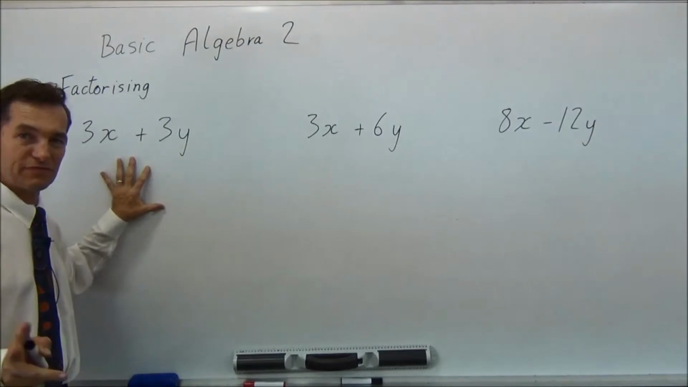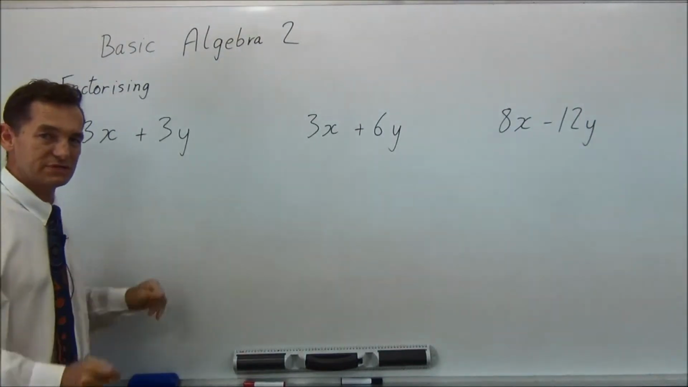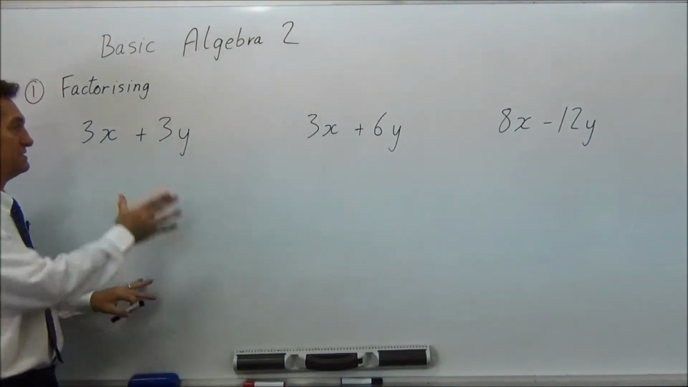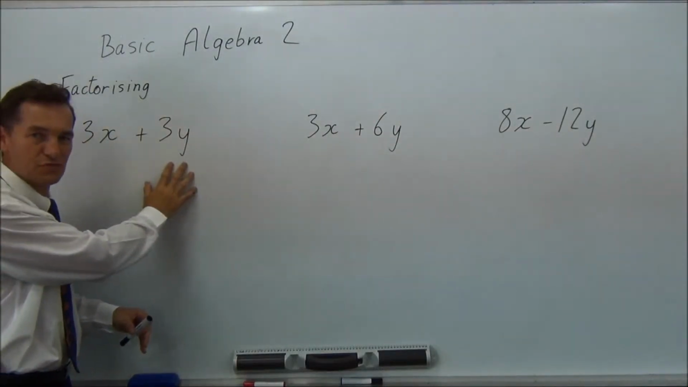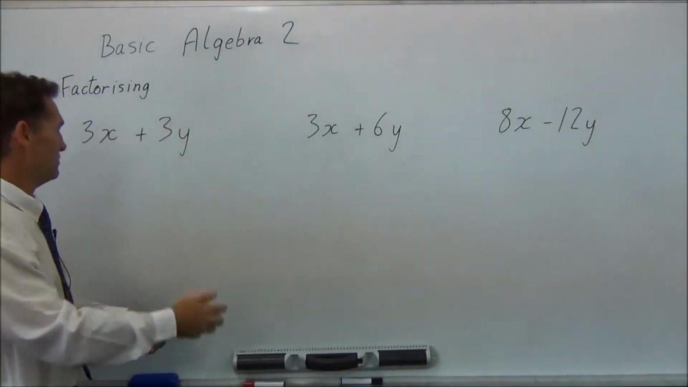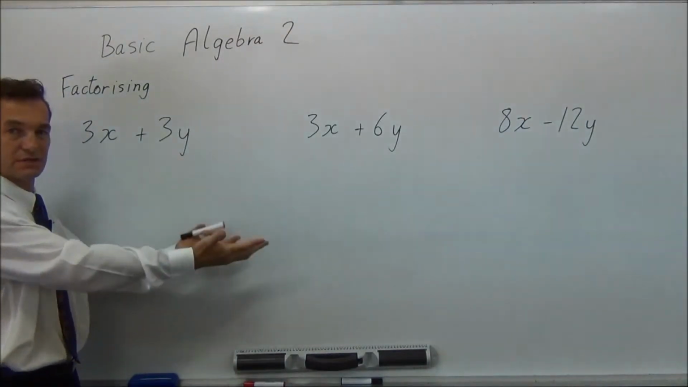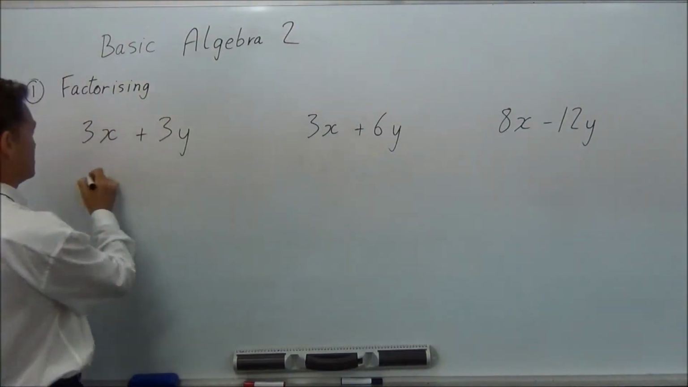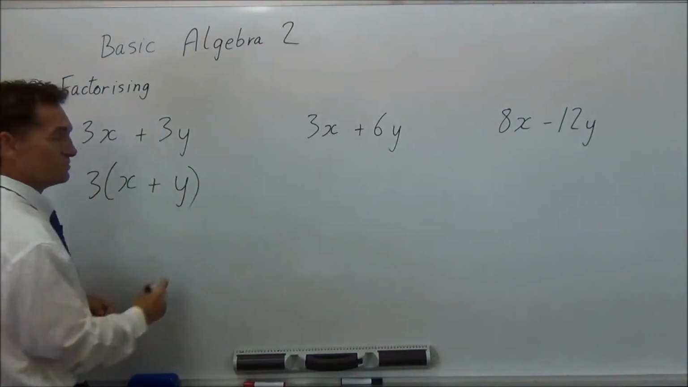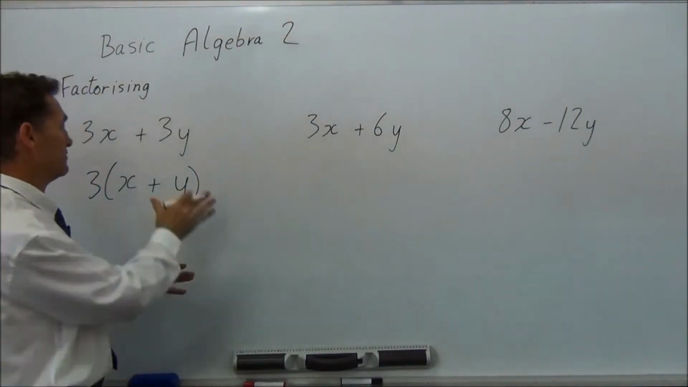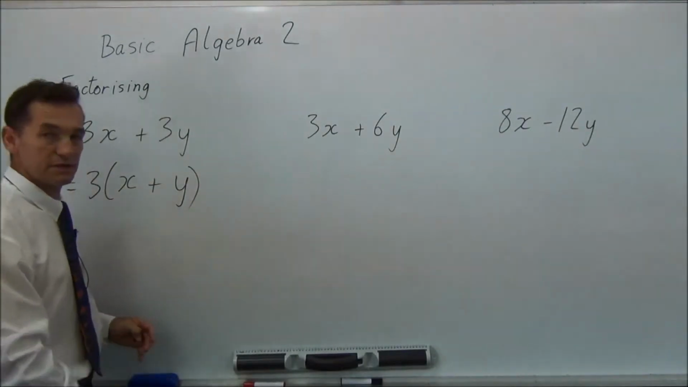So this time we're going to look at factorising, and we'll start with the easiest stuff. The easiest stuff is to take out a number. So if we look at this one, we've got 3x plus 3y. What's common there? Well, pretty obviously the 3. So let's take it out the front. So we get 3(x plus y), and you're done. You have factorised that into that.